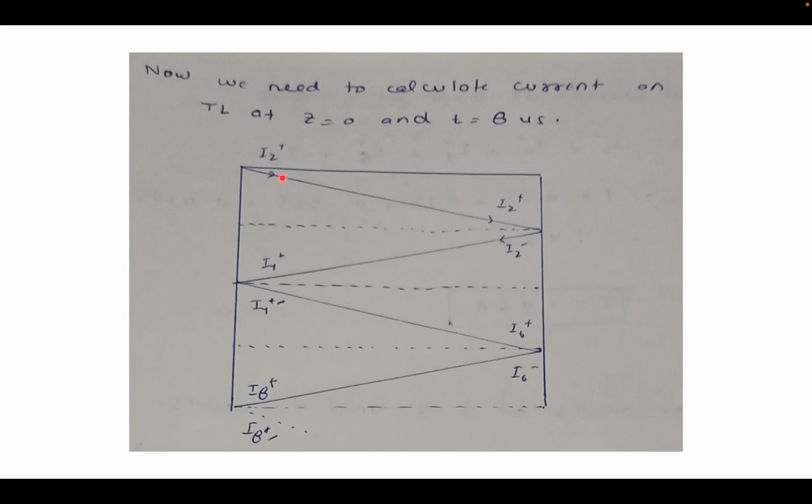So like I2 plus, what is the value of I2 plus, what is the value of I2 minus, what is the value of I4 plus, I4 minus. And similarly, now if I ask you to calculate the current at any time, any Z, you just draw a line and start adding the total currents in that. Okay, so first we will start by finding the currents of all these values like I2 plus, I4 plus, I4 minus, and similarly I6 plus, I8 plus, and so on.